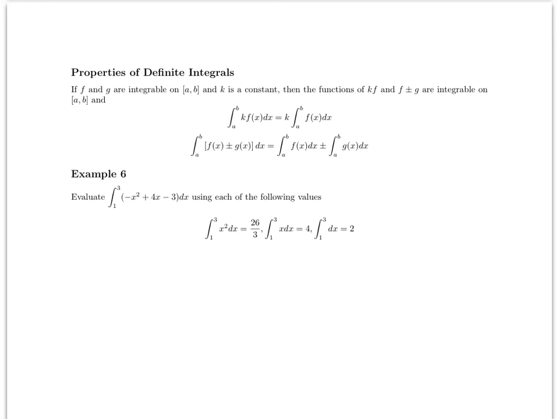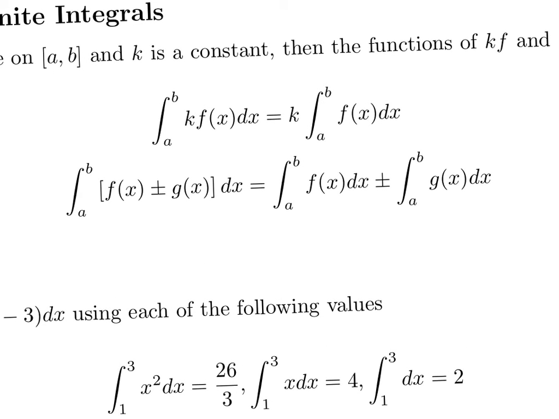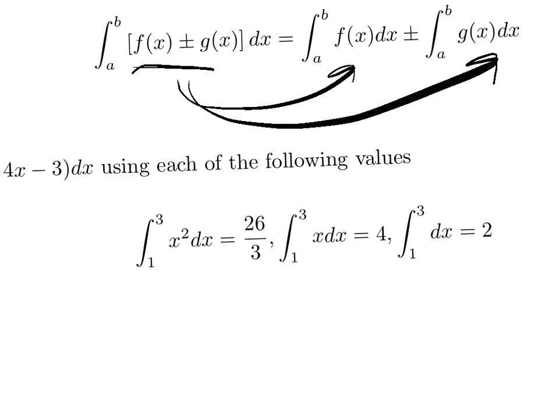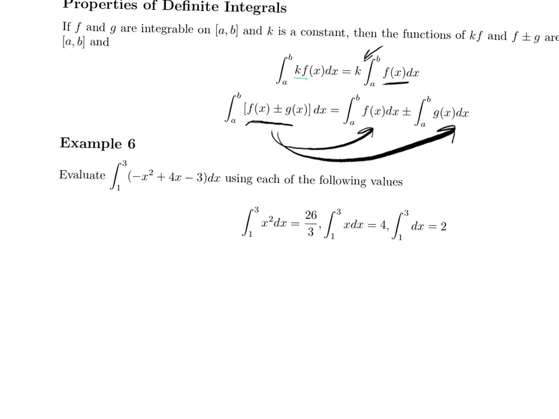Okay, last set of properties here. Similar to other things we've seen, one, we can factor out a constant. So if we have k times f of x dx, we can factor that constant out front and just deal with f of x. And if we have two functions added or subtracted inside an integral, we can break it into two separate integrals. Sometimes that's useful when thinking about it.